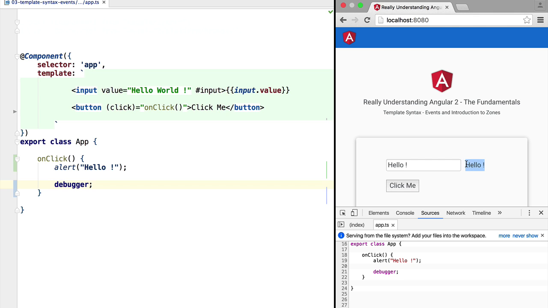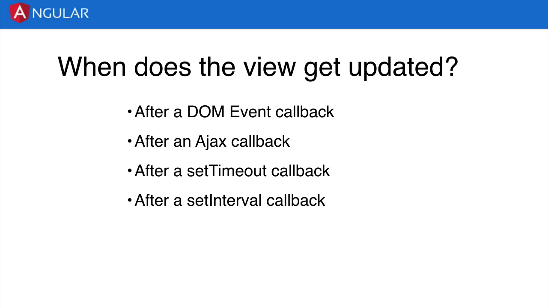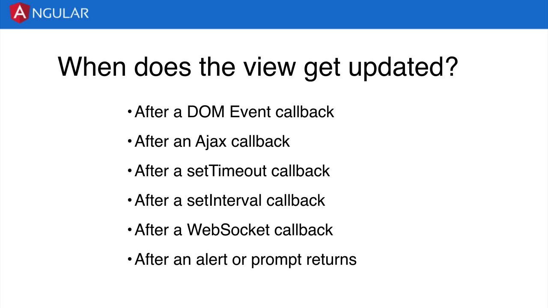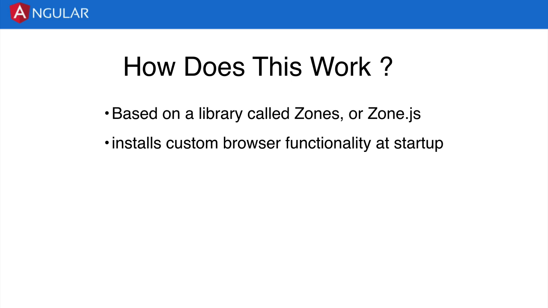How does this work? The view gets updated after these occurrences. A DOM event, an AJAX callback, setTimeout gets triggered, setInterval all the same, a WebSocket callback is called, an alert like we saw, or a prompt, and after other browser async APIs are called. How can that be? This is all made possible by a library called Zones, or Zone.js, which allows us to install custom browser functionality at the startup of your application. It allows us to patch browser APIs like addEventListener and setTimeout, and add your own functionality.